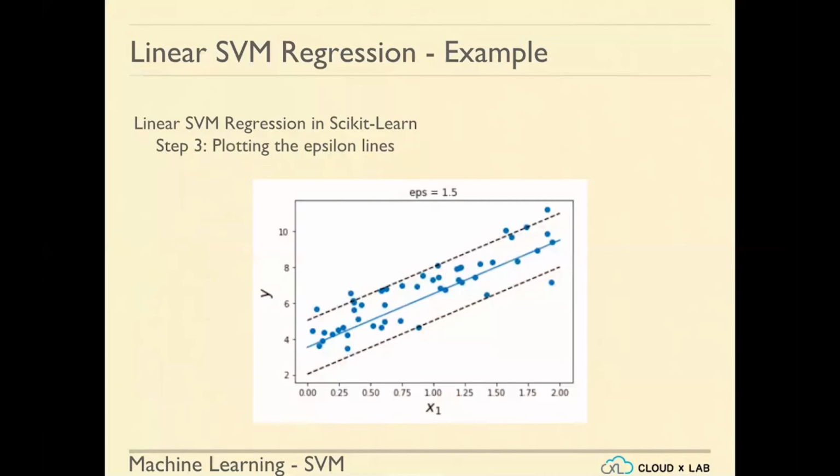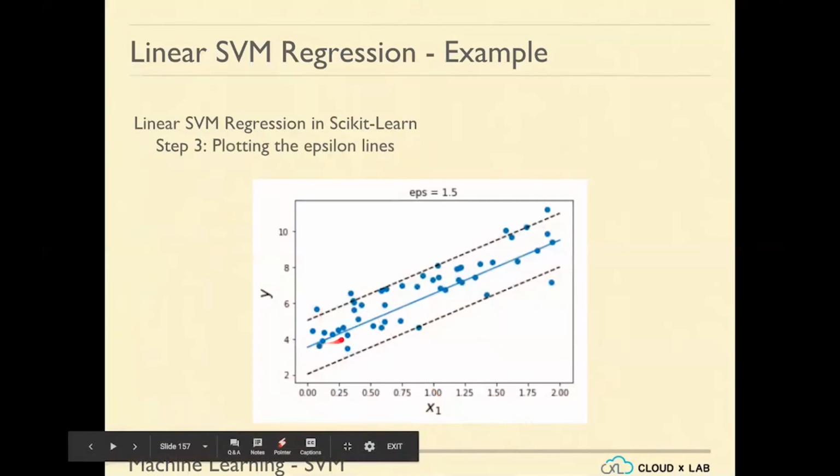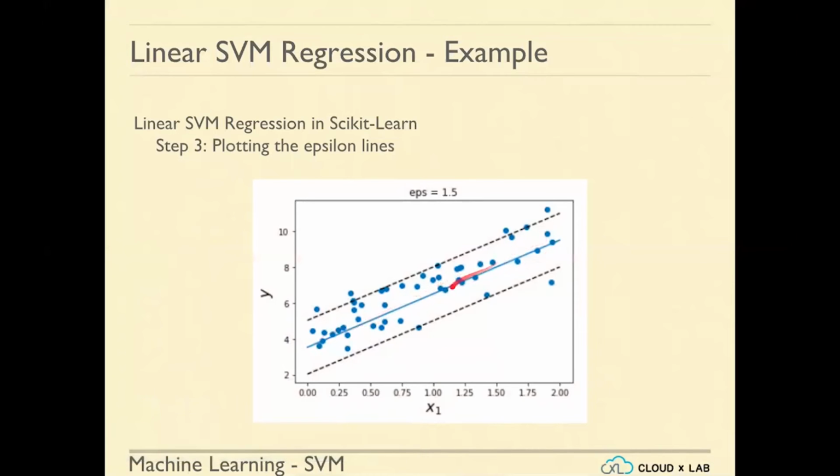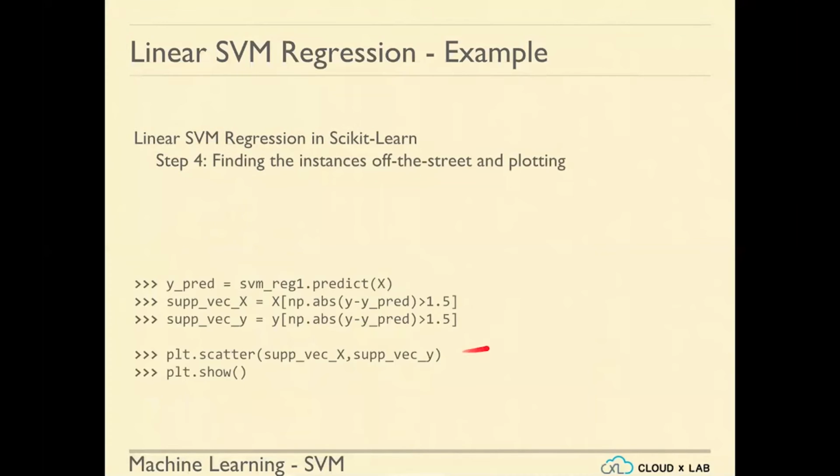Because the model at the end of the day is this decision boundary, and the decision boundary needs to be such that it goes through the center of the data.